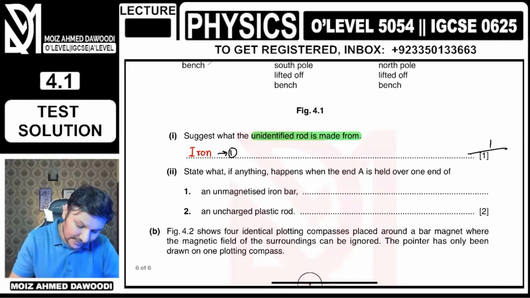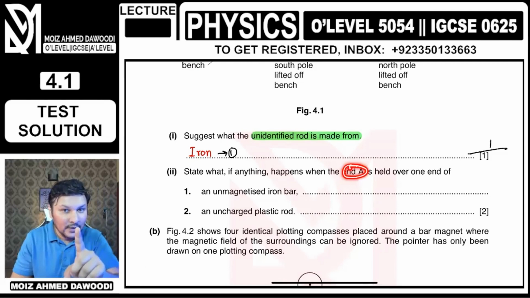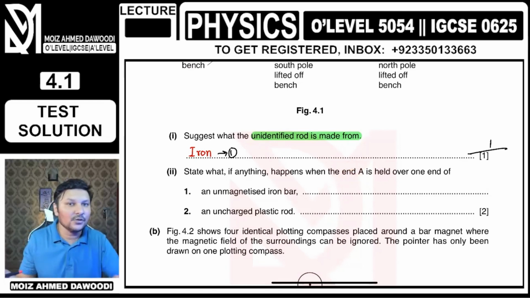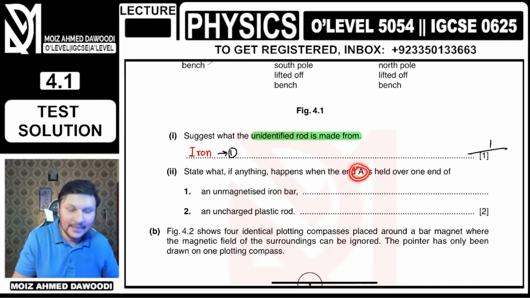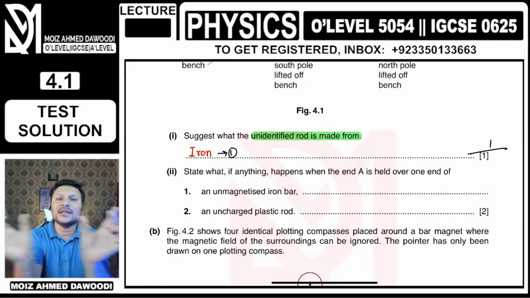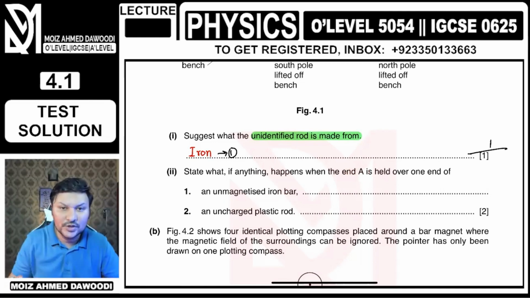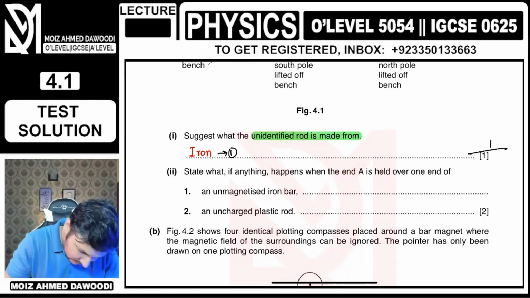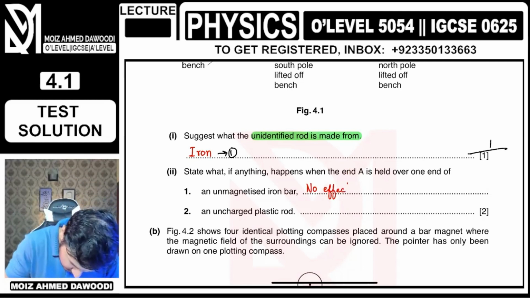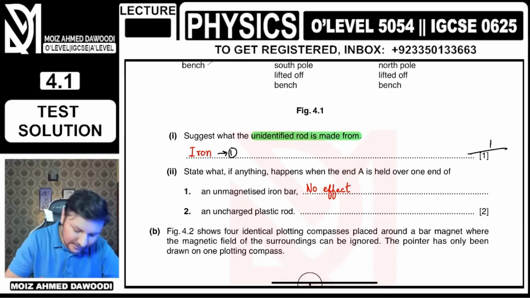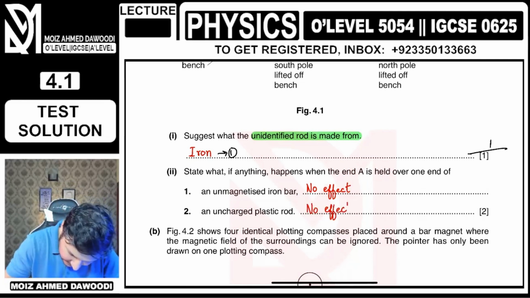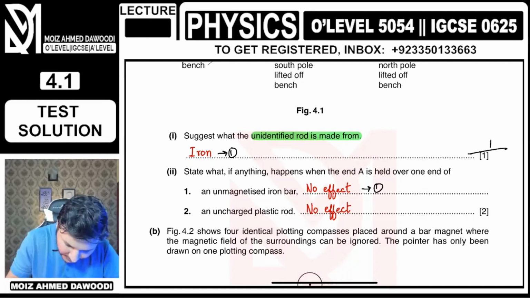So here they are saying that end A, which is an iron, only behaves as a magnet if it is placed near a magnet. But if that iron bar is not near a magnet, it will not behave as a magnet. So an unmagnetized iron bar will still not behave as a magnet, and A belongs to an unmagnetized iron bar. That means if you place two unmagnetized iron bars close to each other, nothing will happen. Similarly, if end A is placed near plastic, a non-magnetic material, no effect. And that is how you will be awarded 1 mark for each.